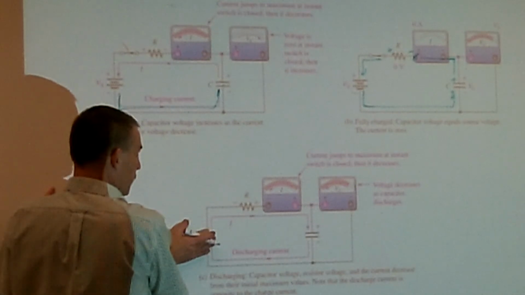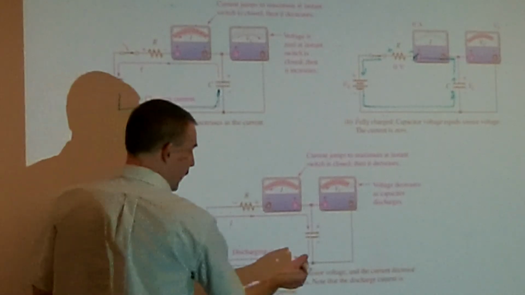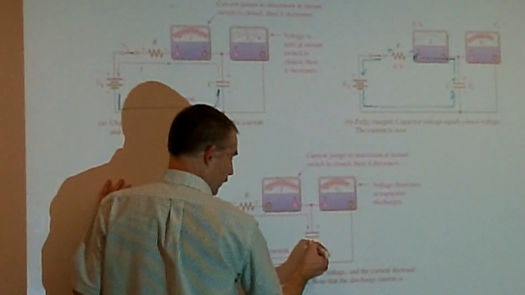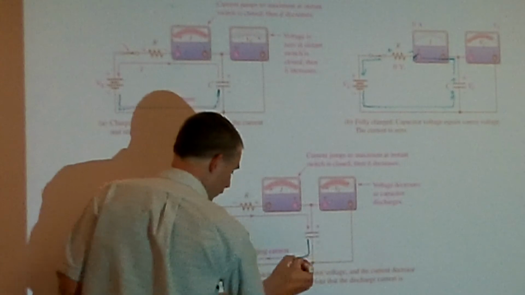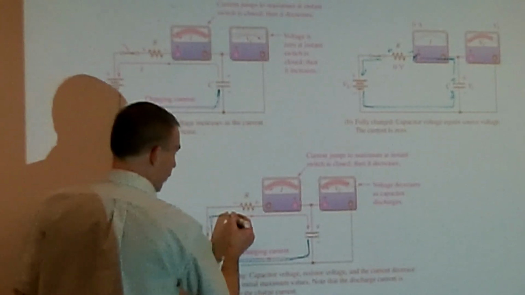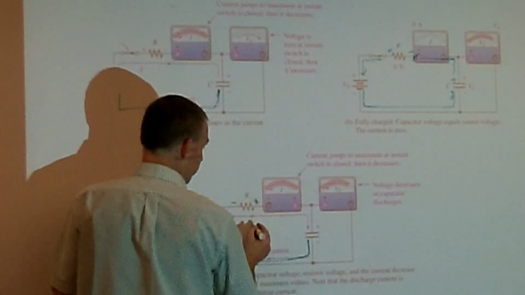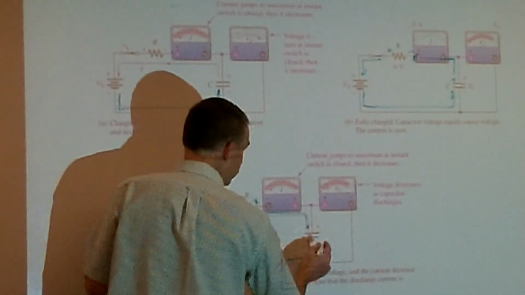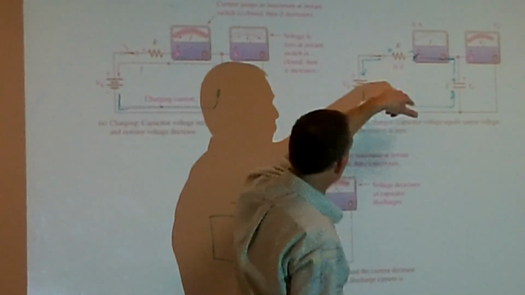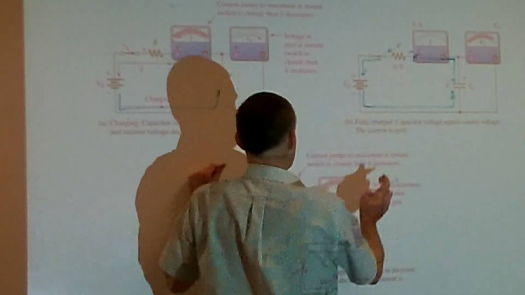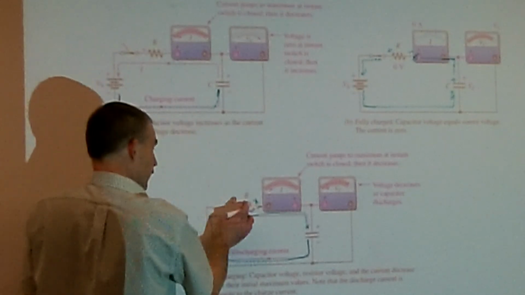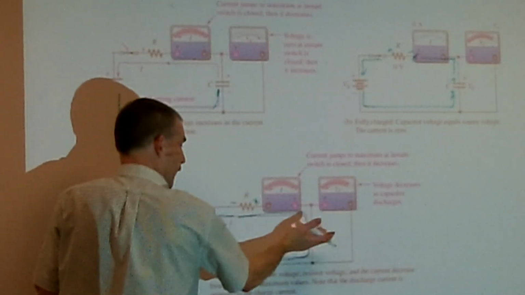Now I go ahead and remove my source and put in a switch, and now my current reverses direction. Now the current's coming out of my capacitor, which becomes a source, through my switch, and then across my resistor with a negative, positive, and then back into my capacitor. So you can see that the polarity across my resistor has just changed. Before it was negative, positive, now it's going to be reversed. Because now my source becomes my capacitor, and it's going to start to discharge across that resistor.